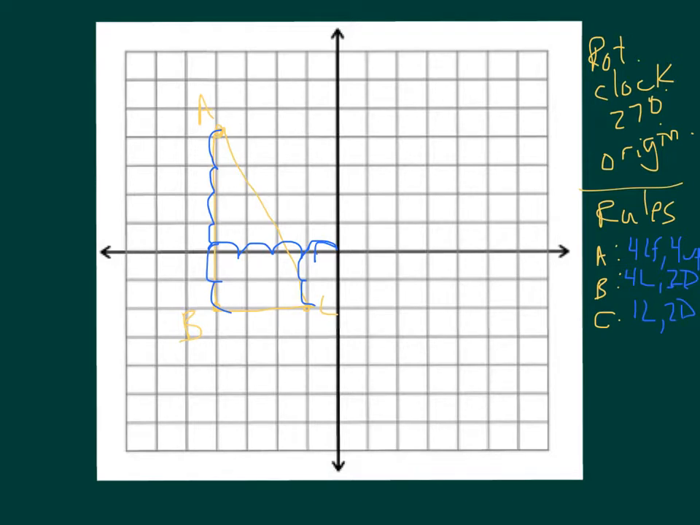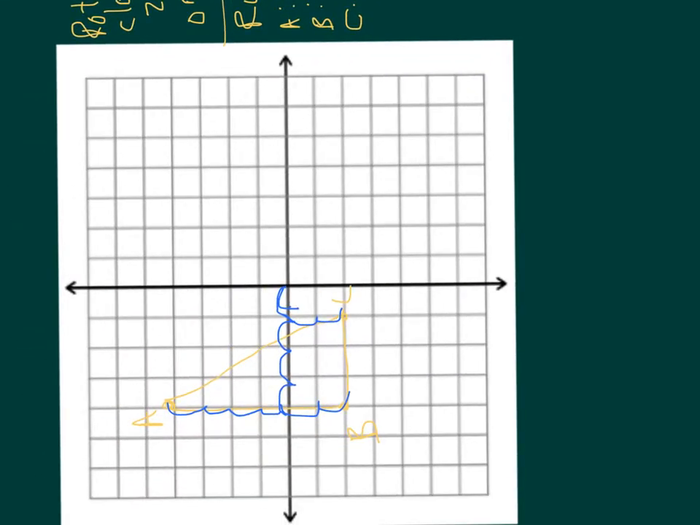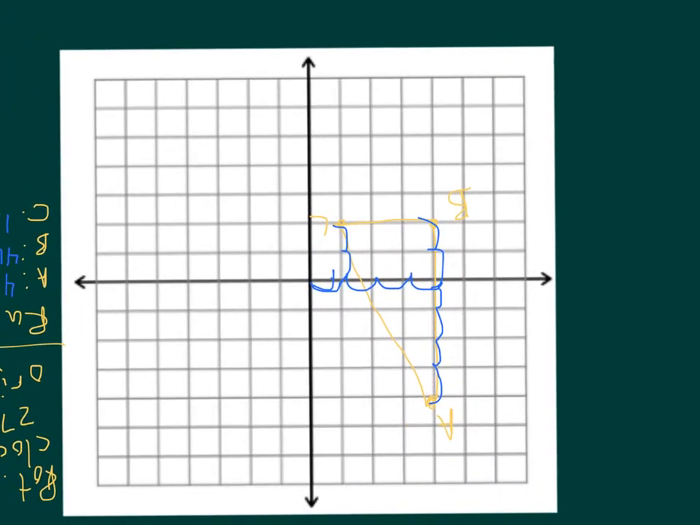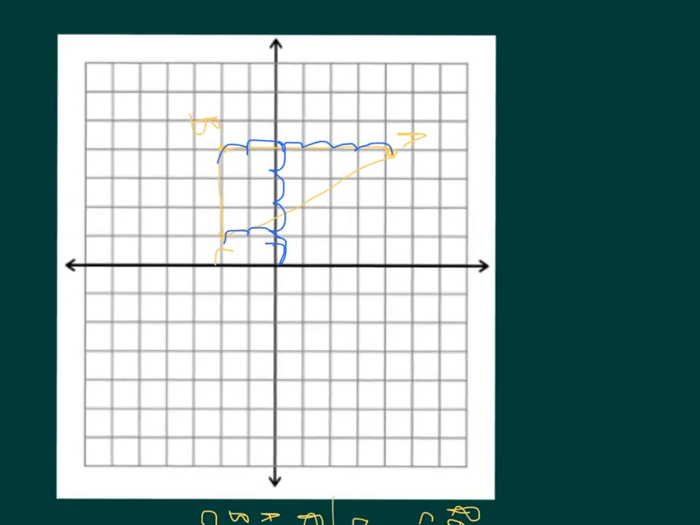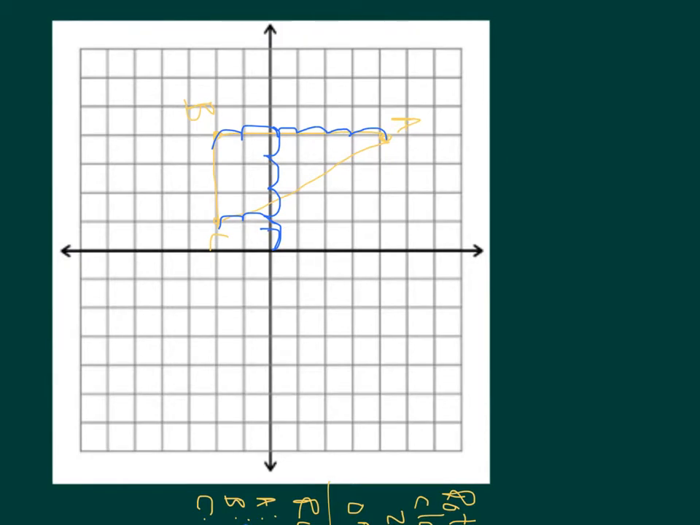Now we can go ahead and perform our rotation. It says 270 degrees, and I said clockwise when I said it. So that means I'm going to rotate it counterclockwise. So there's 1, that's 90. That's 180. That is 270. So we're rotating from the origin.